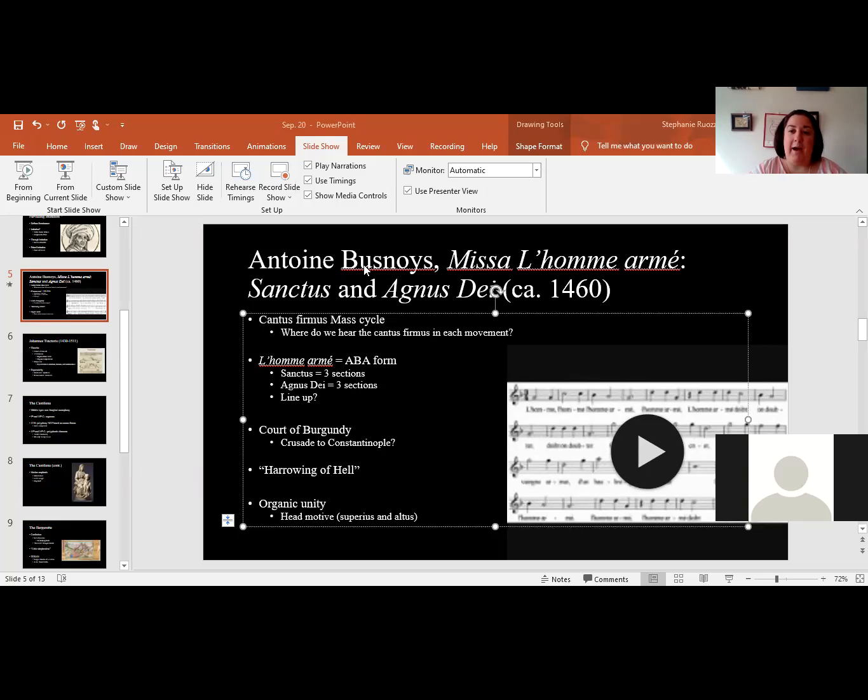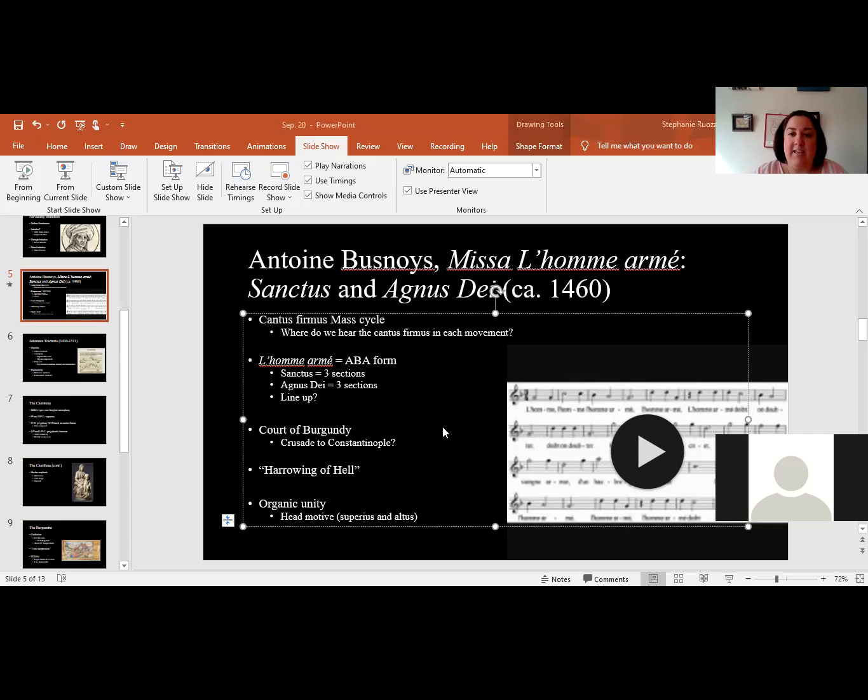What is great about the way Benoit incorporates L'Homme armé into this is he's giving the whole mass cycle organic unity. Why? Because they're all based on the same tune. We hear that tune in the head motive of every movement. The head motive is exactly what you think it is. It's the first motive of each movement. So we hear the L'Homme armé tune in the first motive of each movement, usually in the superius and altus voices. So in each movement, Benoit is bringing back the same musical idea.